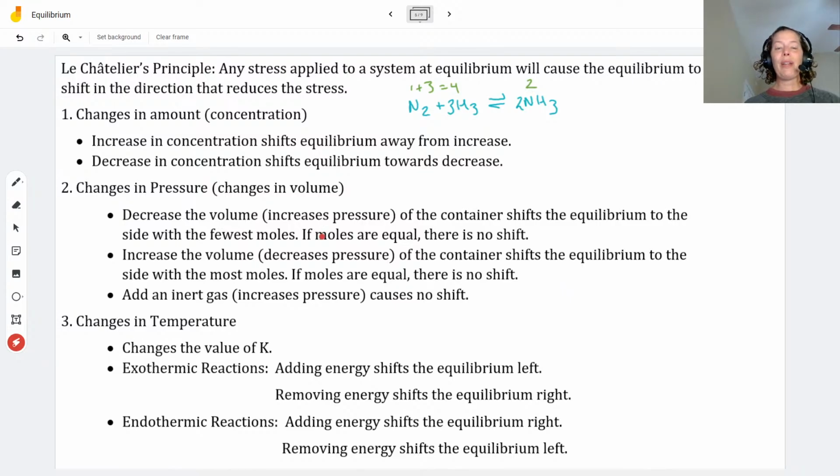So when I think about these changes in pressures, changes in volume, which does change the pressure, I think about, does the reaction want to make itself bigger and take up more space, or does the reaction want to make itself smaller and take up less space?